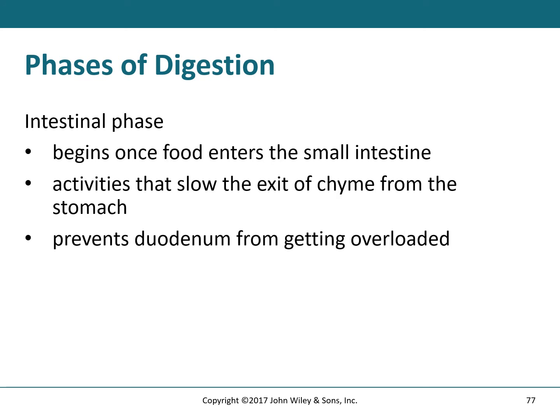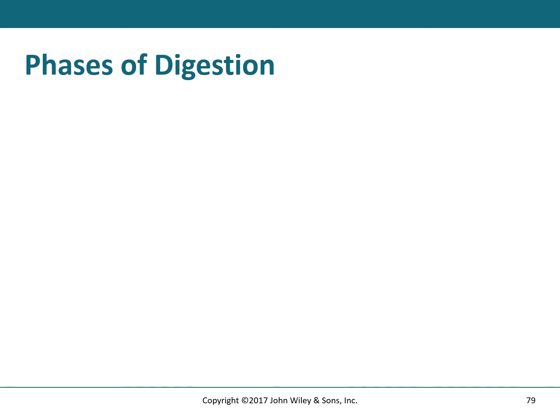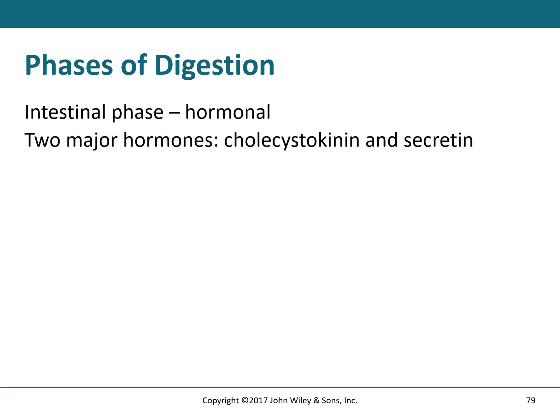The final phase of digestion is the intestinal phase, and this starts when food enters the small intestine. And all of this is going to be designed to slow the exit of chyme from the stomach. And the point of that is to prevent the duodenum from getting overloaded with chyme right after you eat. The intestinal phase has both hormonal and neural responses. There are two major hormones that are secreted in the intestinal phase, cholecystokinin and secretin.